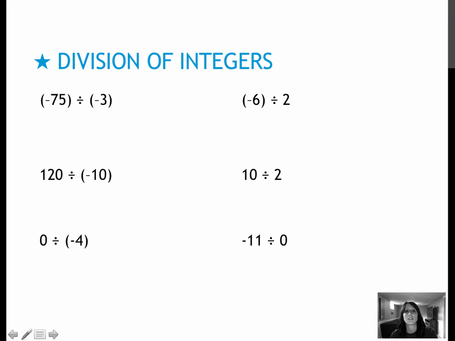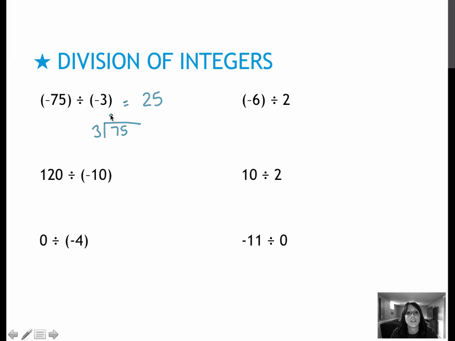So let's try some practice. Try these 6 questions on your own, then press play to see how you did. For the first, negative 75 divided by 3, again, I've got 2 negatives. Those 2 negatives make it positive, so I'm really just dividing to get 25.